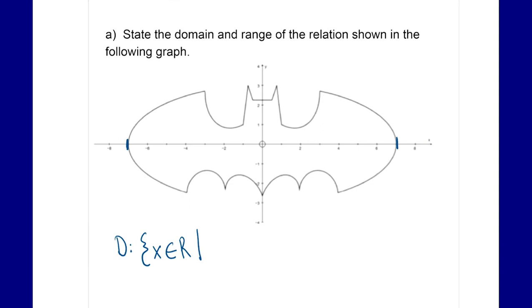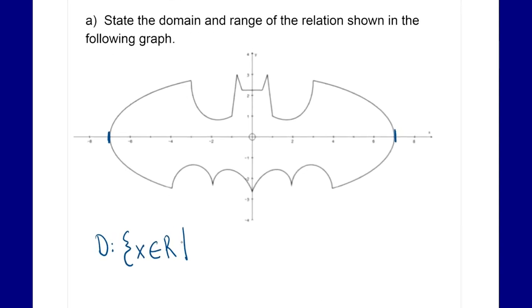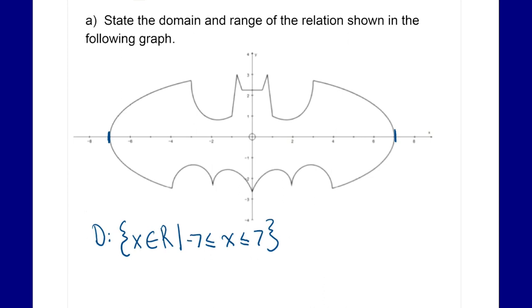Now our restrictions. Do we have any restrictions in this case? Well, we do have restrictions. It does not go on forever. X is actually greater than -7. So -7 is our minimum, but it is less than +7, which is our maximum. So that means the domain for this function is x is any real number, given that it is greater than or equal to -7, but less than or equal to 7.